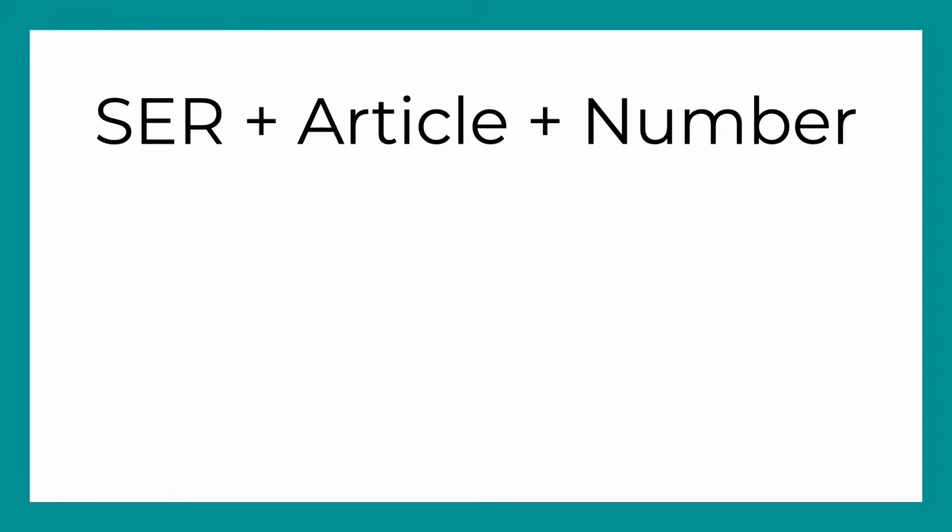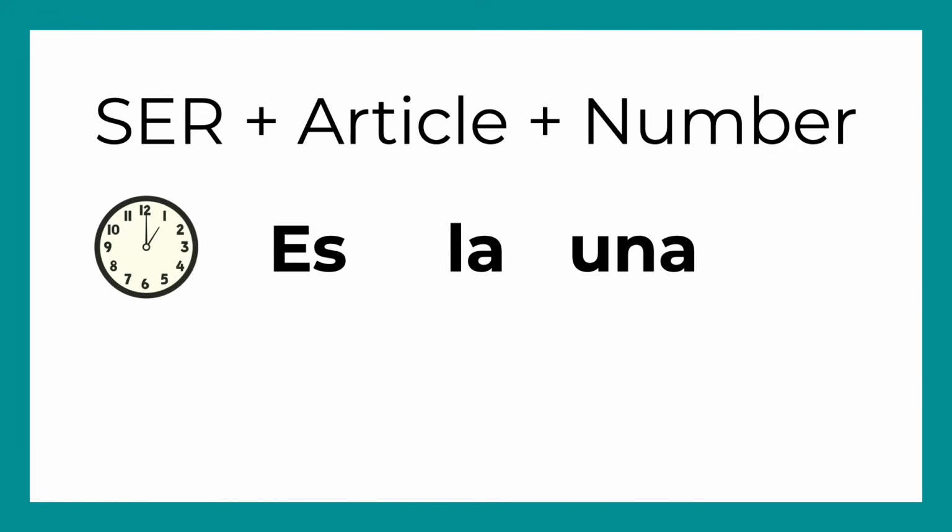Comencemos. It's actually pretty simple. All you need is a form of ser, the feminine articles, and the numbers from 1 to 60. This is what I mean. For the hour 1, we will always use es, la, una. It's 1 o'clock. Es la una.